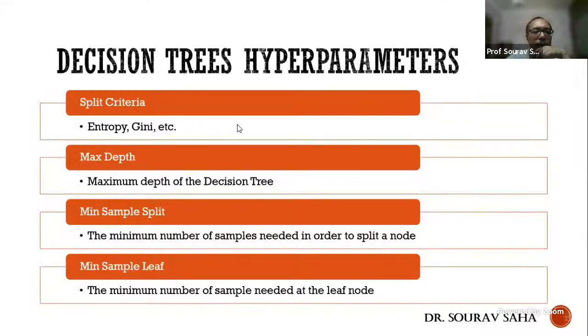Okay, this was the criteria: the entropy, Gini, maximum depth, and so on. I think there are some questions.